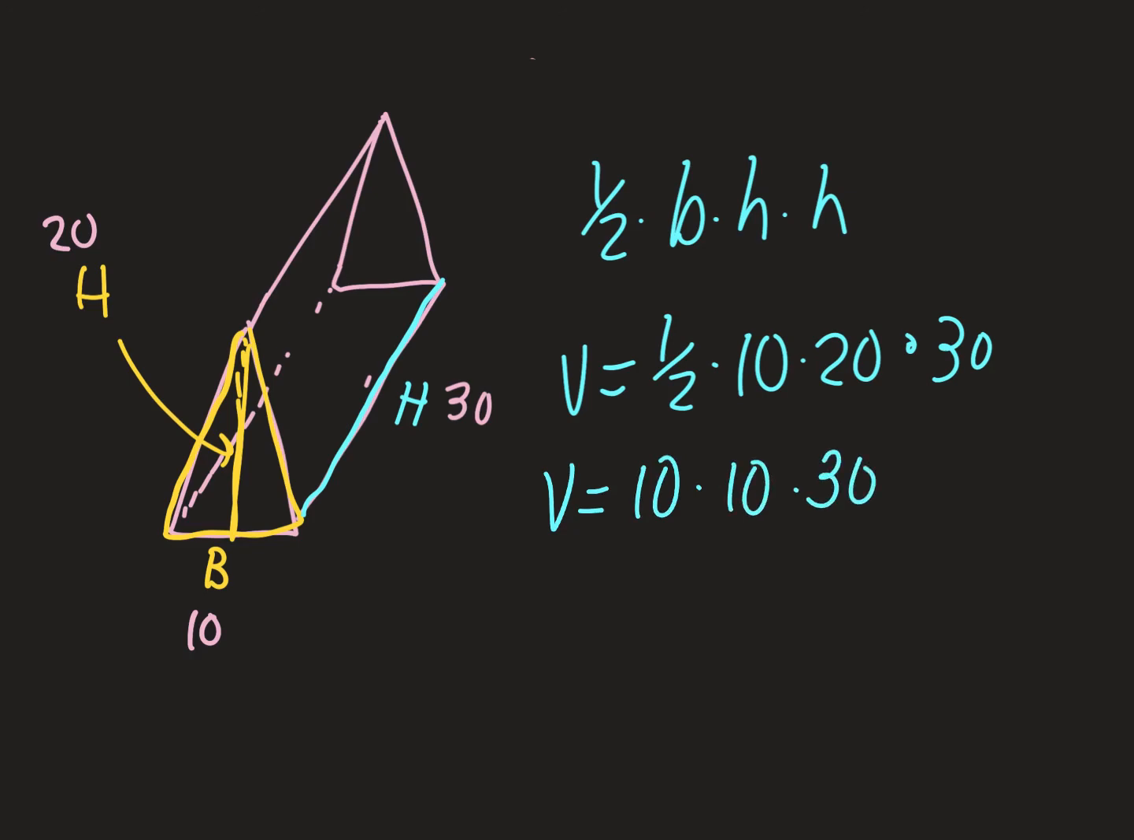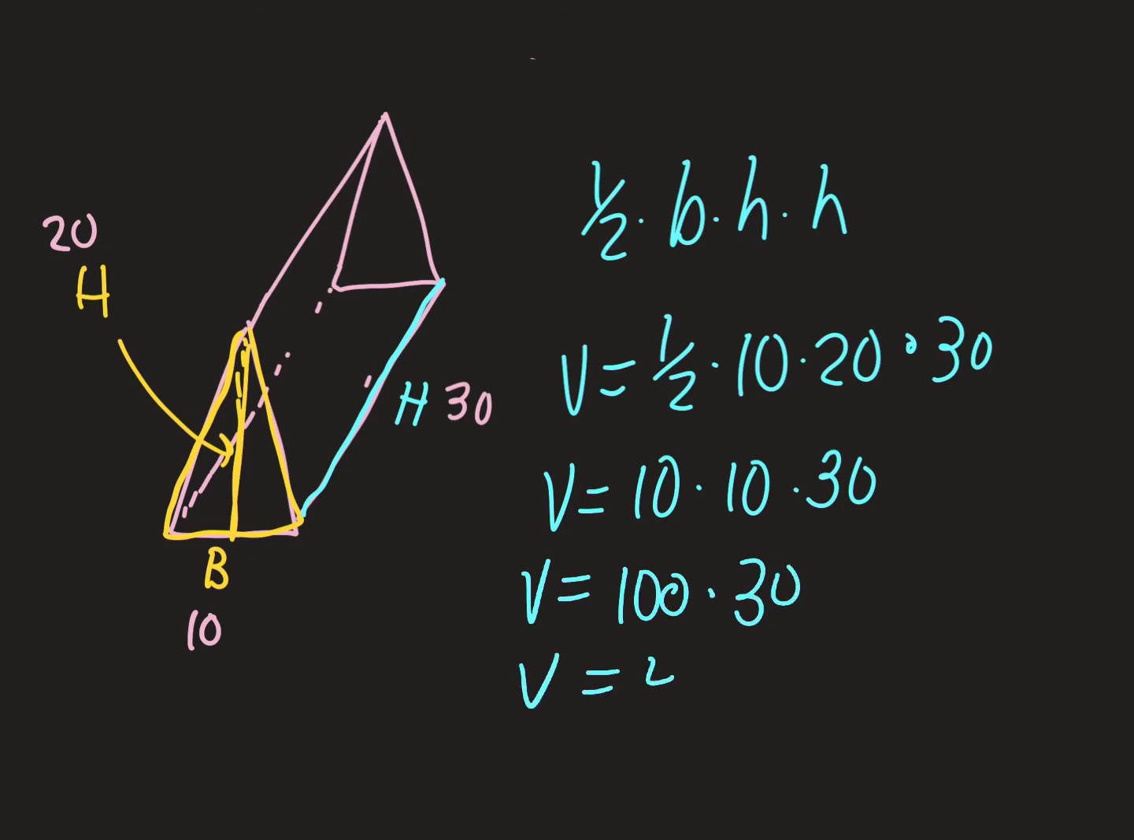Now, I totally could have done anything. I could have taken 1/2 of 10, 1/2 of 20, 30. I could have started multiplying and then cut them in half. But I think I'll take 1/2 of this 20, so it turns into a 10. And now I've got 100 times 30.